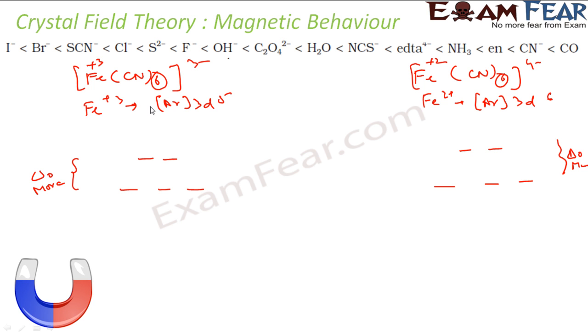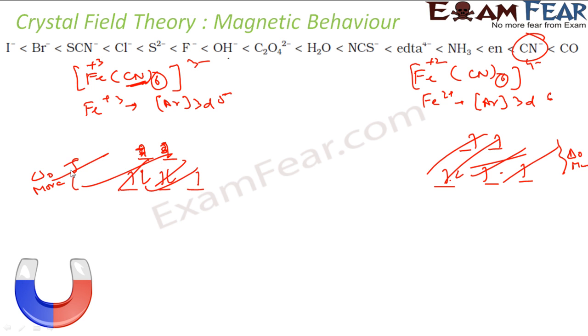So let's see. Now we have 5 electrons, right? So let's put 1, 2, 3, 4, 5. Here we have 6 electrons. 1, 2, 3, 4, 5 and 6. Sorry, that's the mistake. CN is a very strong ligand here. So you can't actually put these electrons here. These electrons 1, 2, 3, 4, 5 will come here. And these will be empty. If we redraw this: 1, 2, 3, 4, 5.